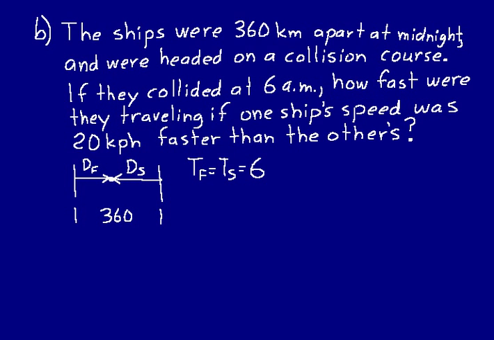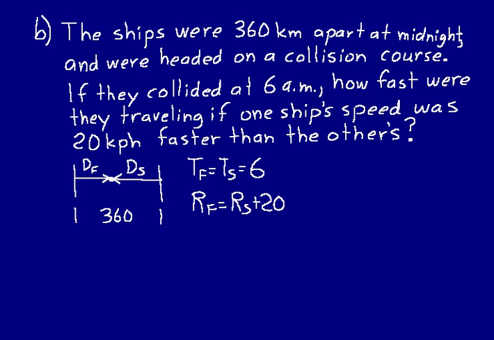And then it says, how fast were they traveling if one ship's speed was 20 kilometers faster than the other one? So we could do a rate problem here. Rate of the faster ship equaled the rate of the slower ship plus 20, because it was going 20 kilometers per hour faster. Now we have three equations there. TF equals 6, TS equals 6, and then RF equals RS plus 20.